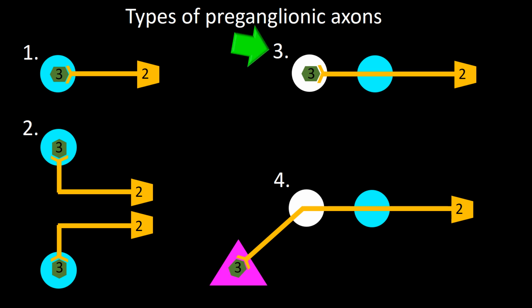The third type are those that bypass the paravertebral ganglion to innervate the third neuron in the prevertebral ganglion, and the fourth type, those that bypass the paravertebral ganglion and the prevertebral ganglion to innervate the chromaffin cells in the medullary section of the suprarenal gland.